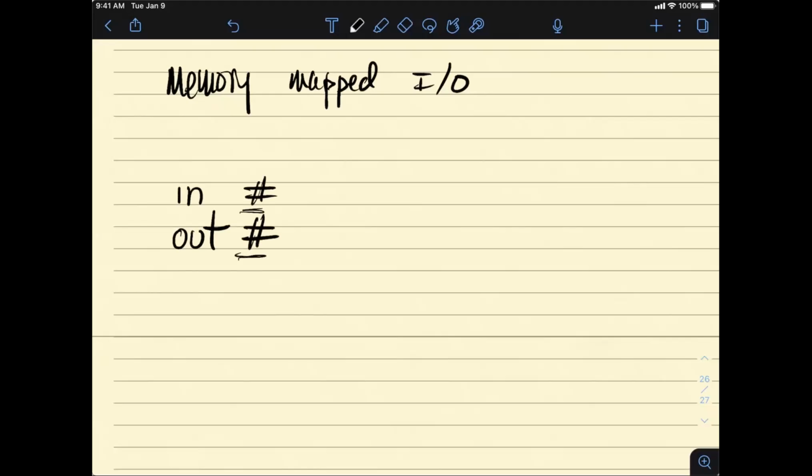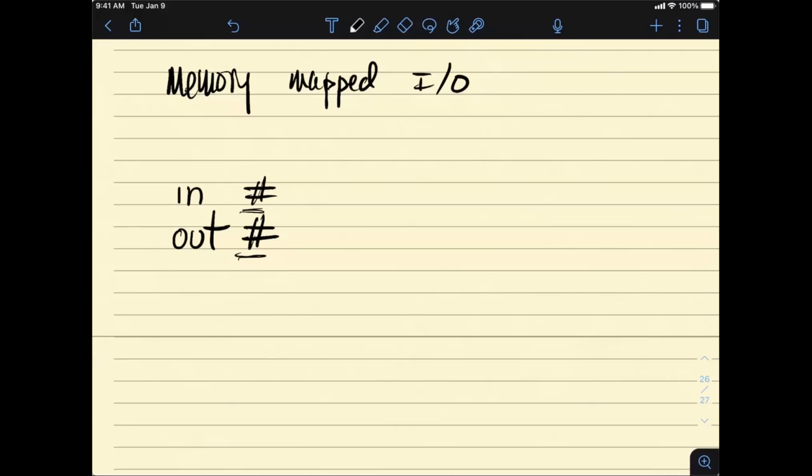But later on, people said, it doesn't really make sense to have separate instructions to do input and output from devices. Why not just map the device registers into ordinary memory? And then we don't need these special instructions. We could use the ordinary read from memory, write to memory instructions.